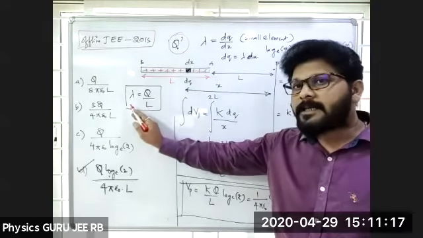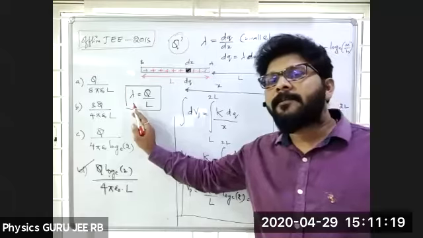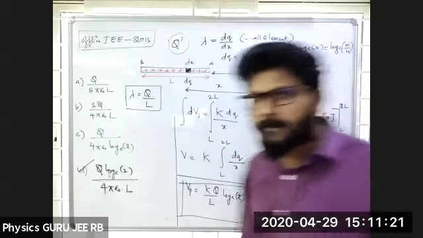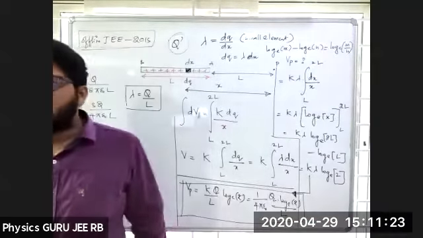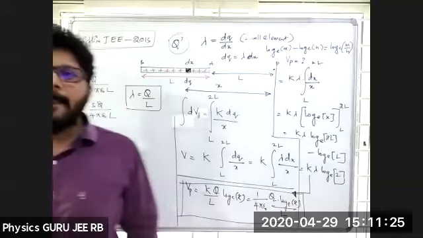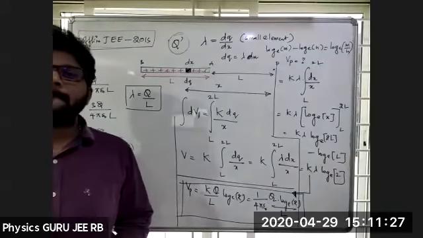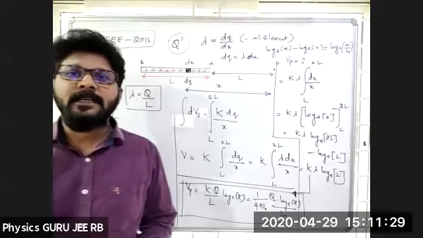The linear charge density is, what is lambda? Anybody? This is clear. Arshita, is it clear?